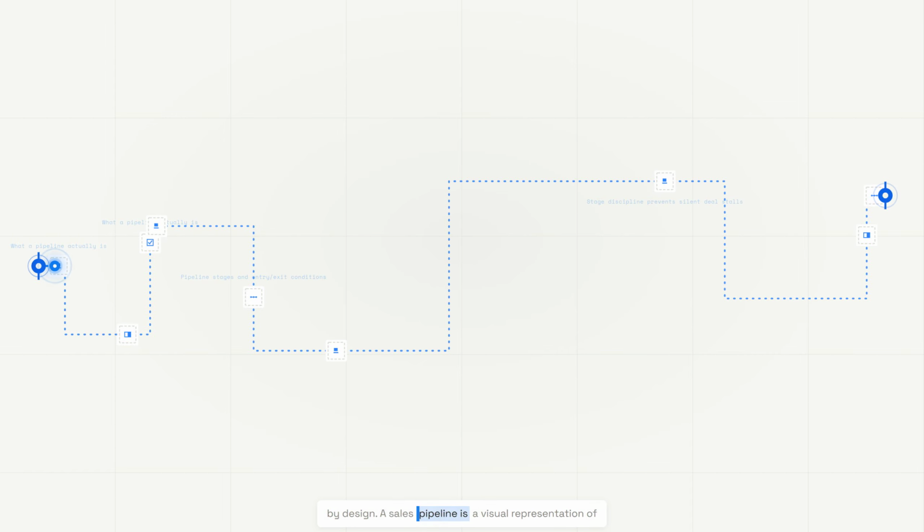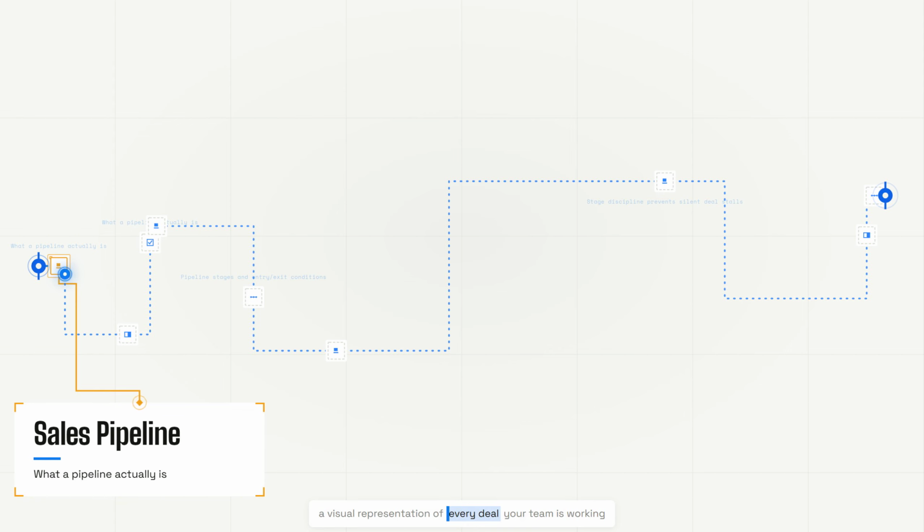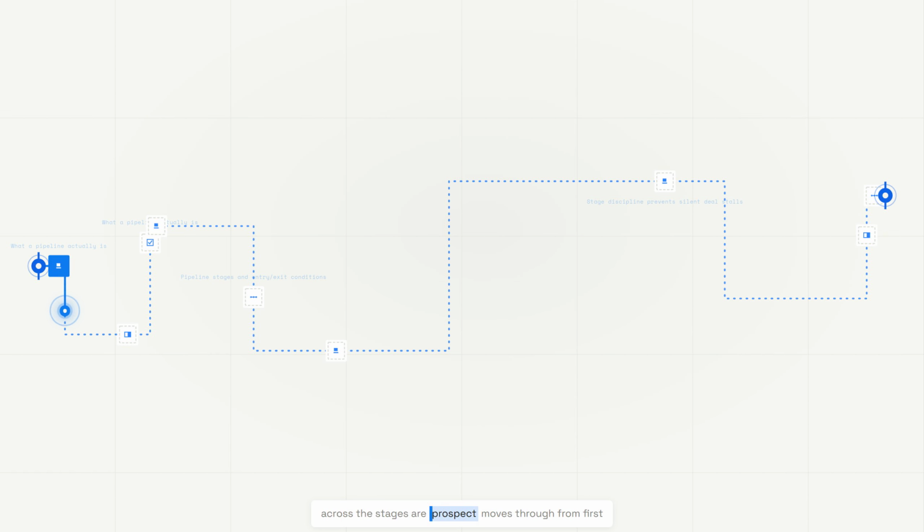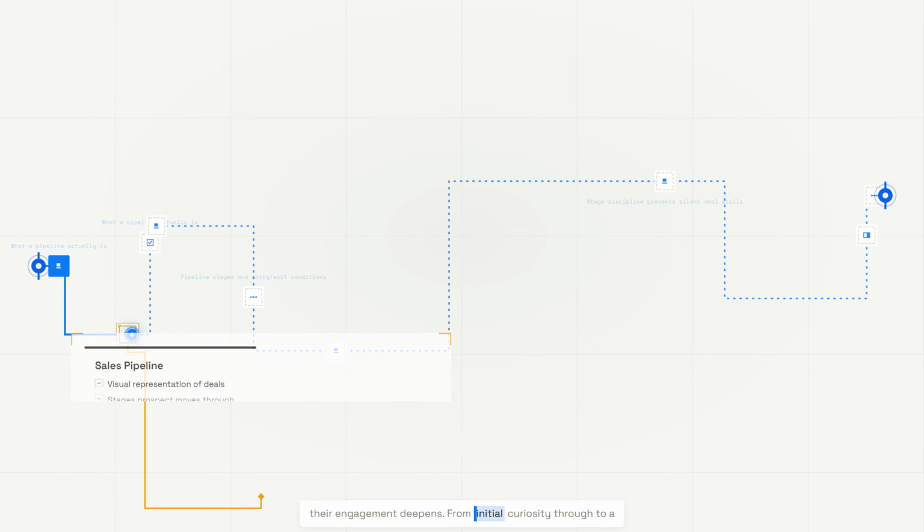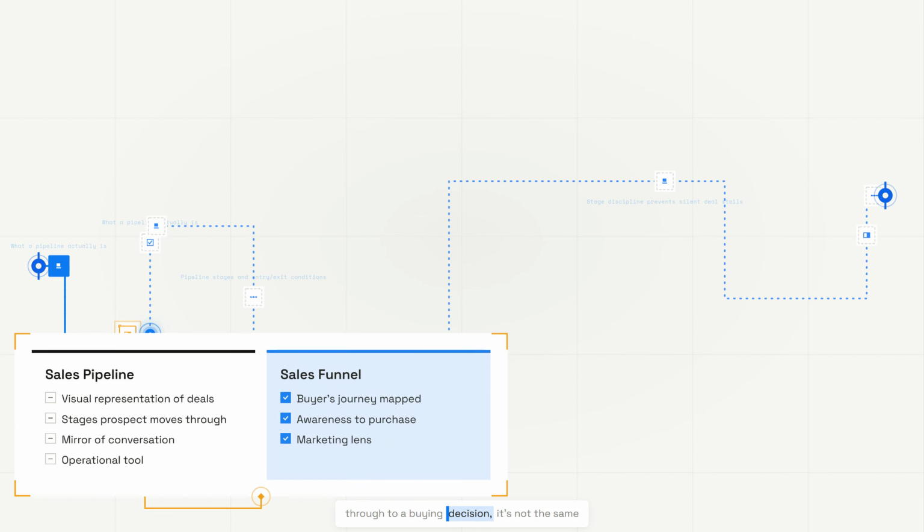A sales pipeline is a visual representation of every deal your team is working on, mapped across the stages a prospect moves through from first contact to closed sale. Think of it as a mirror of the conversation in a prospect's mind as their engagement deepens, from initial curiosity through to a buying decision.